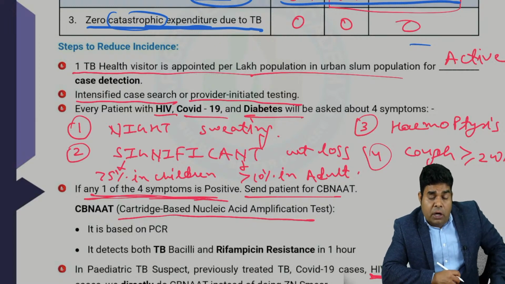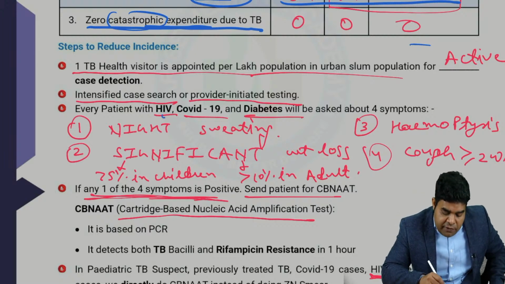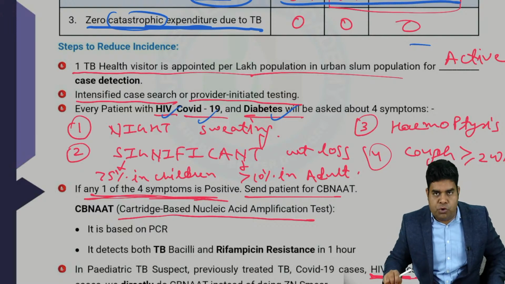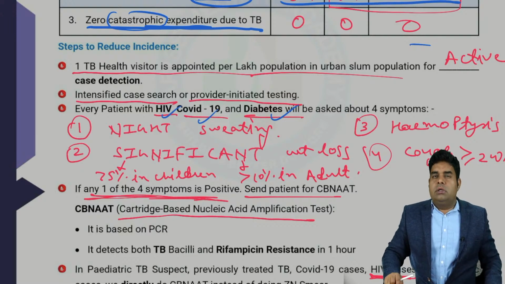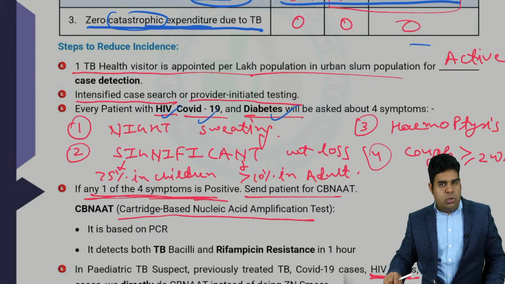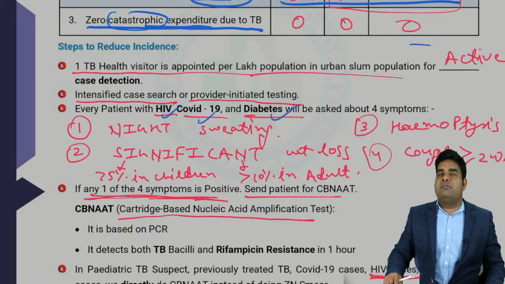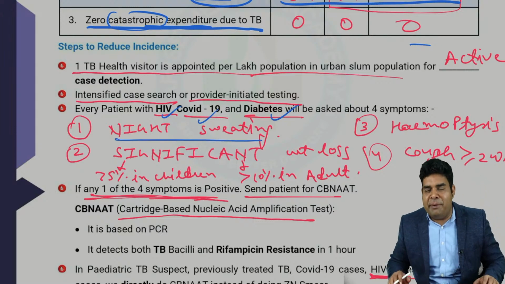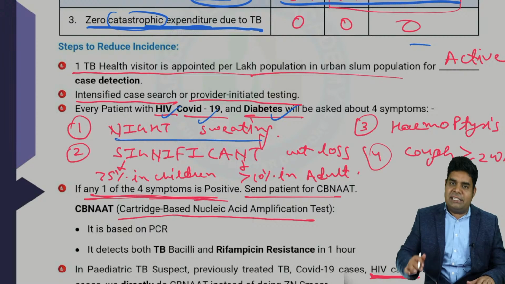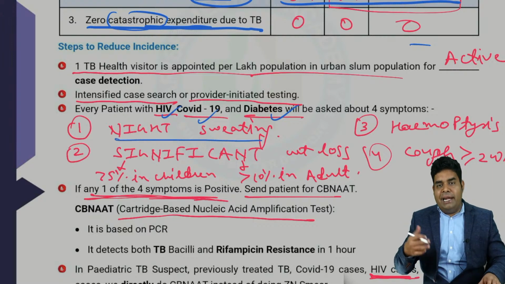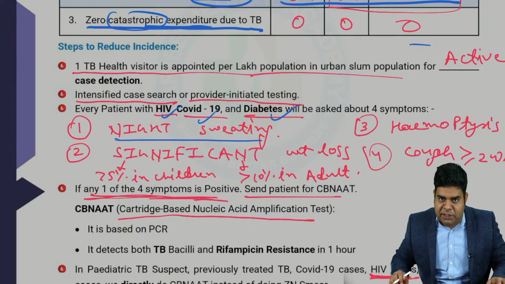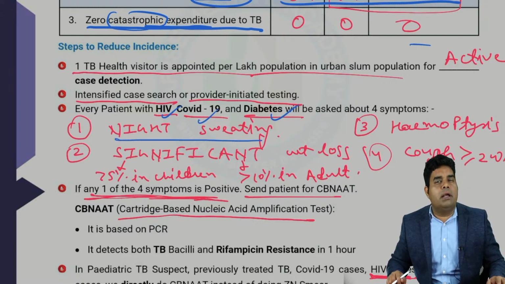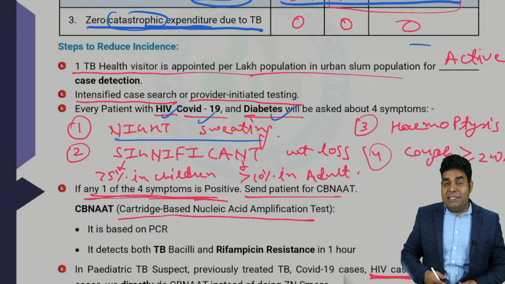So the government had said that with every HIV, COVID or diabetes patient, all doctors should ask 4 questions. First question: do you have sweating at night? Because in daytime fever can be controlled with paracetamol, but if a patient is having TB fever, at night there will be sweating, so that will be asked first. Second thing you will ask is: are your clothes becoming loose? Are you having significant weight loss?